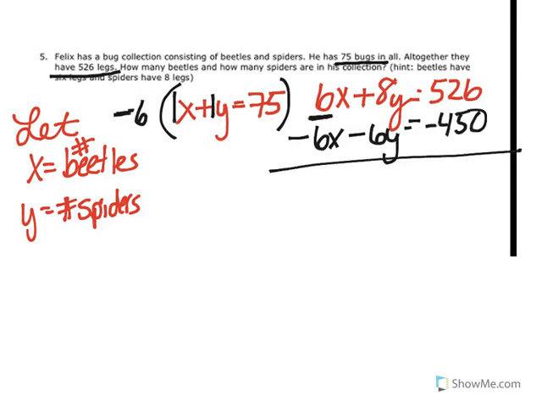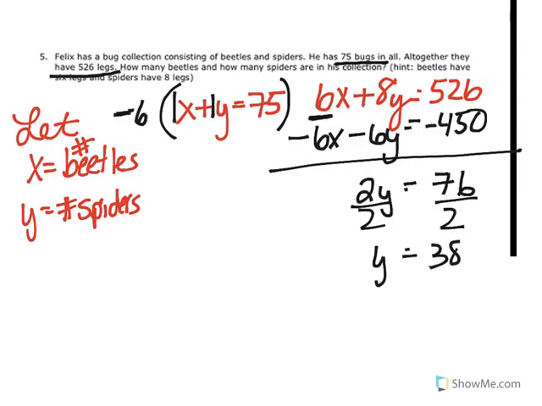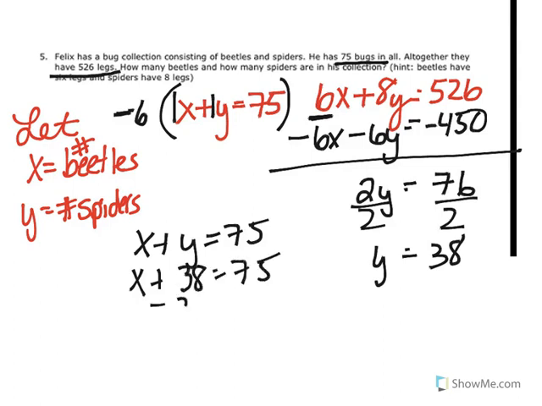Now I'm going to combine the two equations. This becomes really easy. 2y equals 76. Divide by 2, and y equals 38. And now I can use my original equation. x plus y equals 75. So we're going to plug in 38 for y. x plus 38 equals 75. Subtract 38. And you get x equals 37.